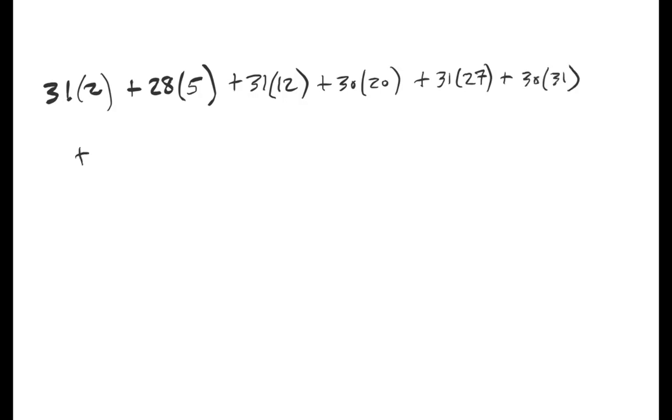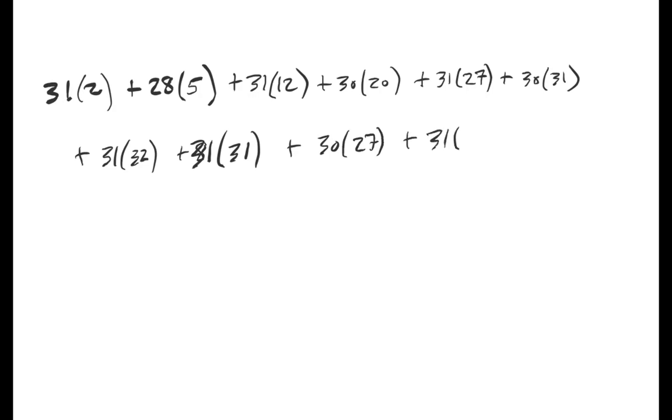I'm going to go down here. July, the 7th month, has 31 days. The average temperature is 32. August has 31 days, and its temperature was 31. September has 30 days, and the average temperature there was 27. October has 31 days, the average temperature was 21. November has 30 days, average temperature of 11, and December has 31 days, and the average temperature was 3. That's how we would deal with this weighted average.